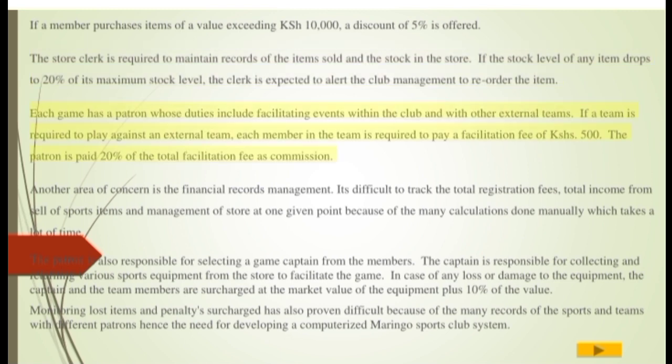Each game has a patron whose duties include facilitating events within the club and with other external teams. If a team is required to play against an external team, each member in the team is required to pay a facilitation fee of KSH 500. The patron is paid 20% of the total facilitation fee as commission.